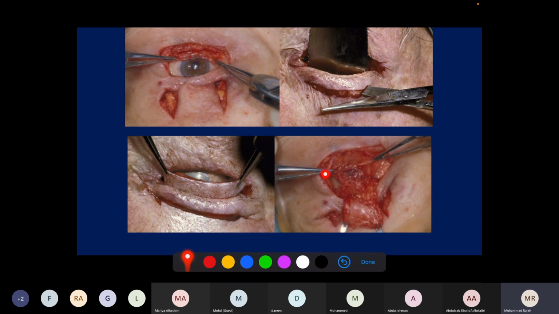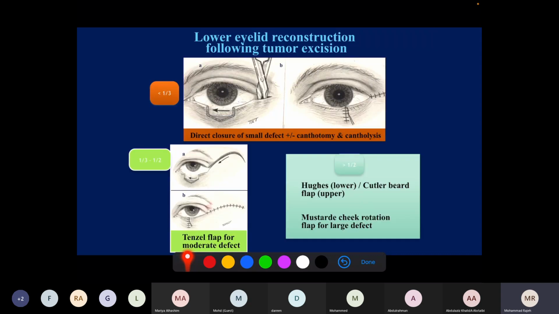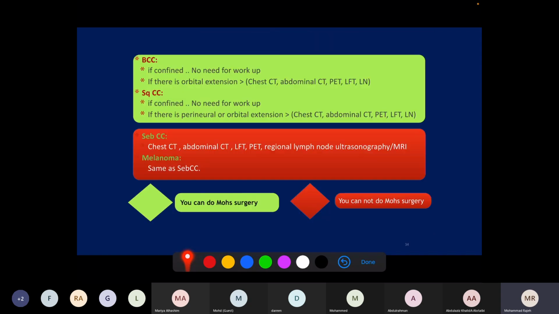If you want to replace the tarsus here, there's a modified Cutler-Beard. Either you replace it with ear cartilage, sclera, hard palate, or tarsal plate from the other eye. You suture, you replace the tarsus, then you bring the flap and suture it. Of course, here the incision should be below 4 to 5 millimeters, so you will not injure the peripheral arcade.